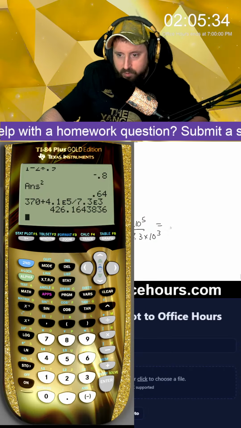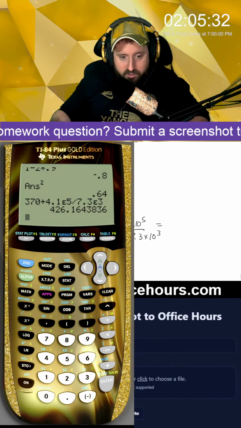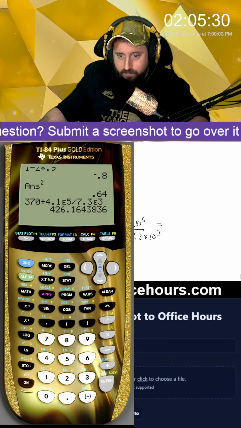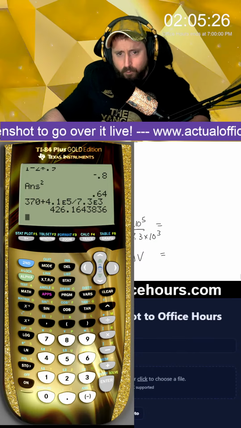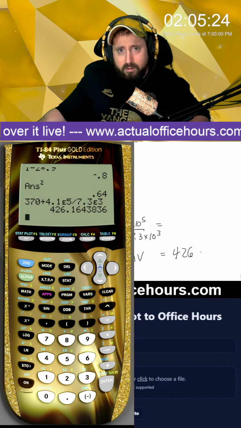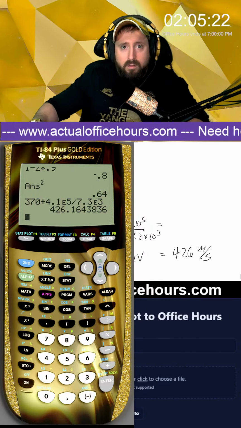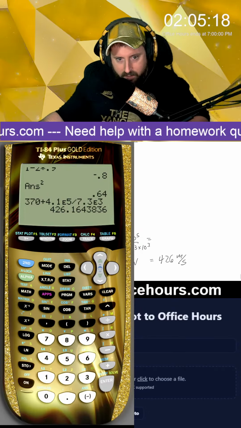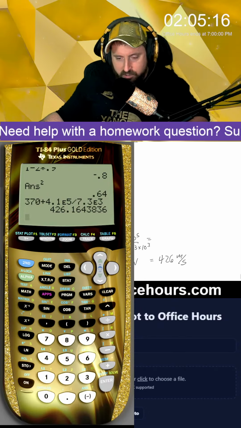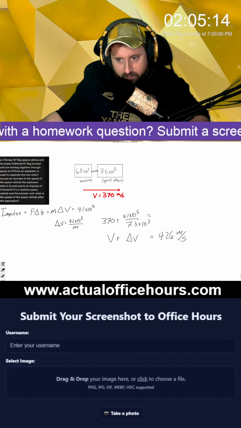Okay, so 426.16. I don't know. I'm tempted to do this, dude. I'm tempted to do this is V plus delta V, which is just 426. Yeah, you are allowed to conserve momentum in this type of explosion. Kinetic energy is not conserved.